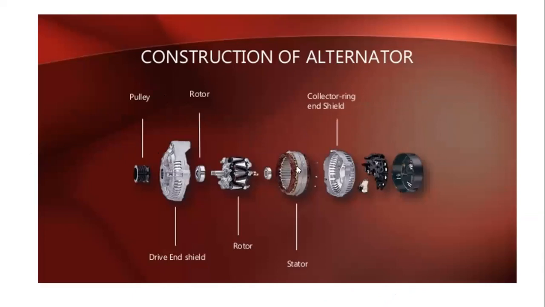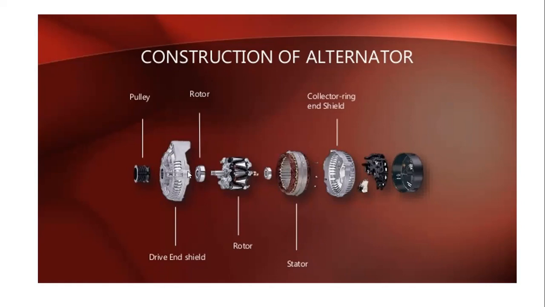These are the constructional parts of an alternator. This is the stator and this is the rotor. At the outermost we have the stator and at the innermost we have the rotor. Therefore the stator is the stationary part and the rotor is the rotating part.